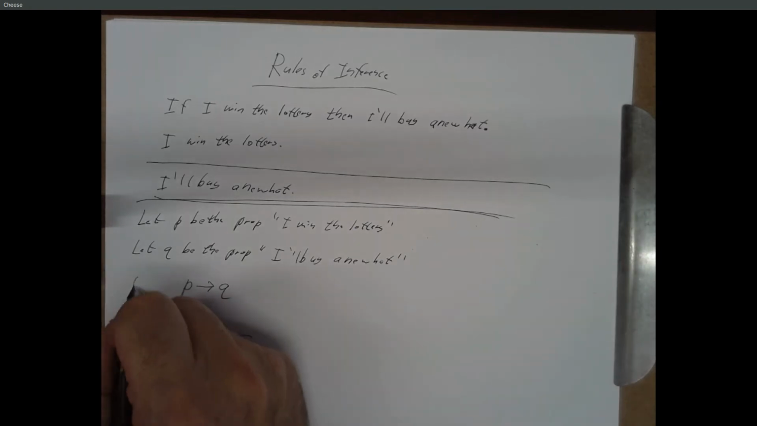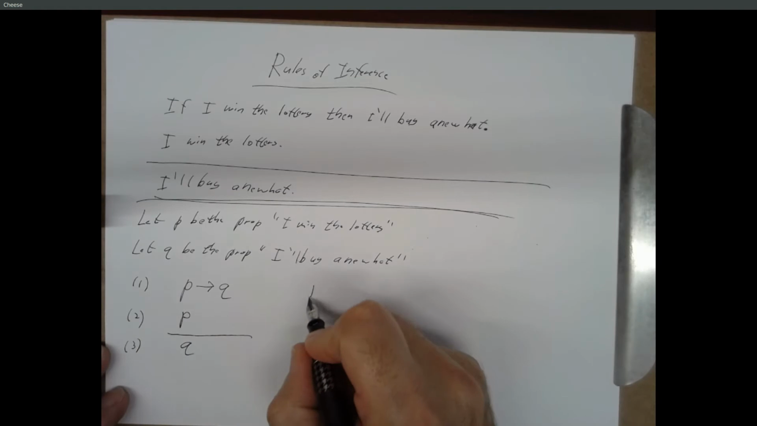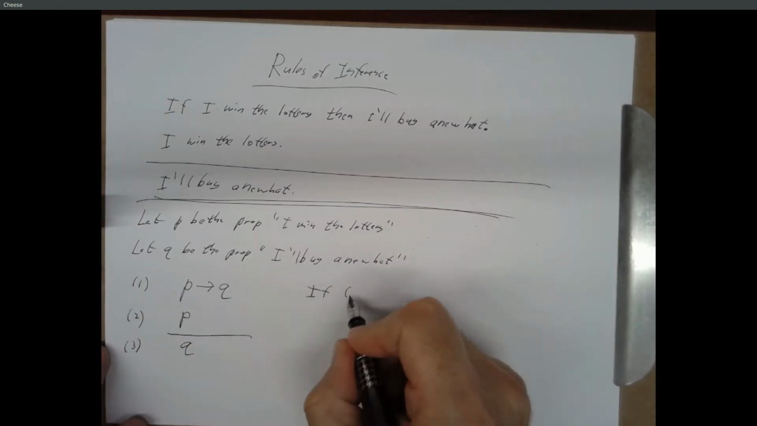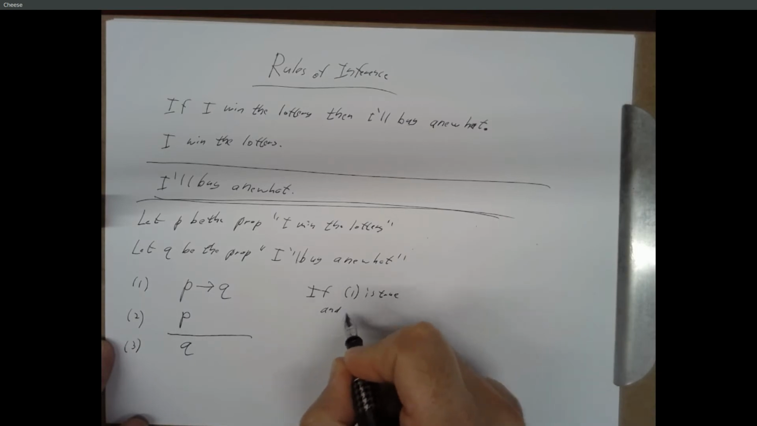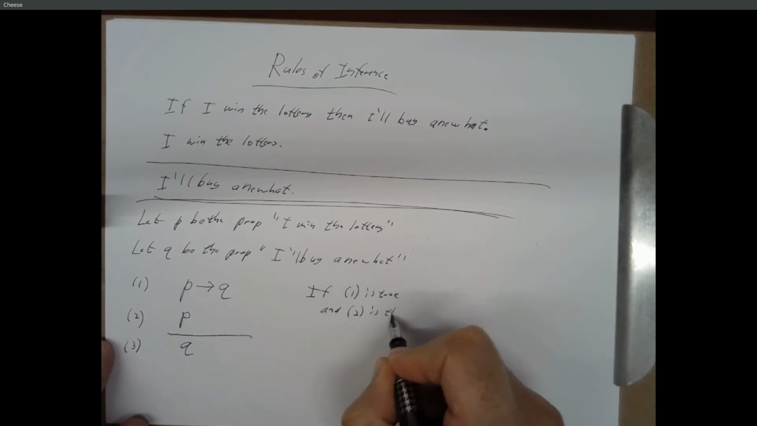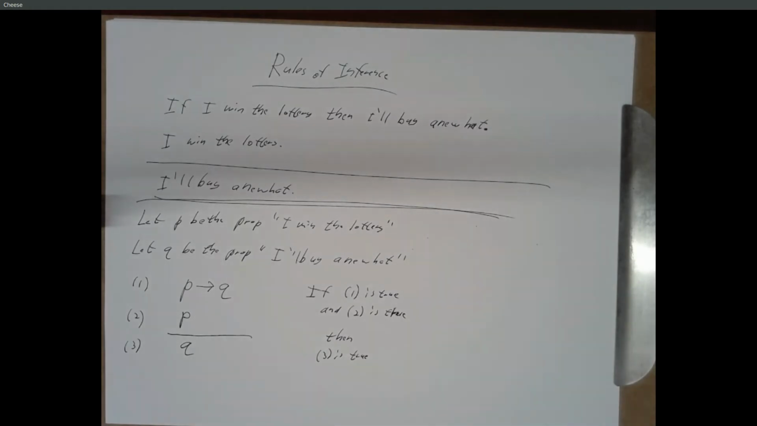So let me number these statements. 1, 2, 3. So what this says here is if 1 is true and 2 is true, then 3 is true. And this is the proof, or it will be when we add a few things.